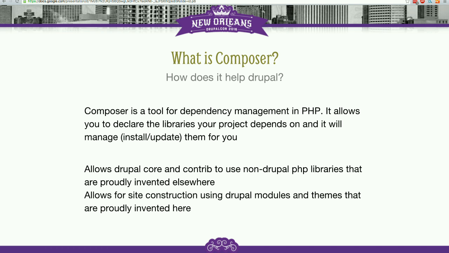I'm just going to start with a real high-level overview of Composer, just in case not everybody in the room is familiar with it. Composer's a tool for dependency management in PHP. It allows you to declare libraries your project depends on, and it will manage and install and update them for you. How it helps Drupal is that Core's using it now to pull in libraries from all over, from packages and other things. It let us get off the island, so we didn't have to invent every single piece of code that Drupal is going to be dependent upon. And soon it'll allow contrib developers to also use those non-Drupal libraries in their modules. And the facade allows us to have site construction using Drupal modules and themes that are proudly invented here. So that's kind of it in a nutshell.